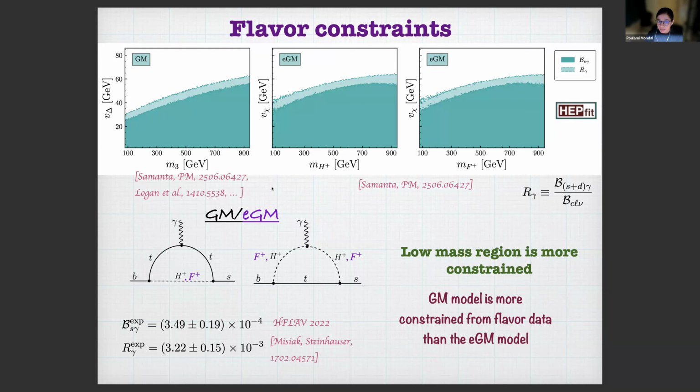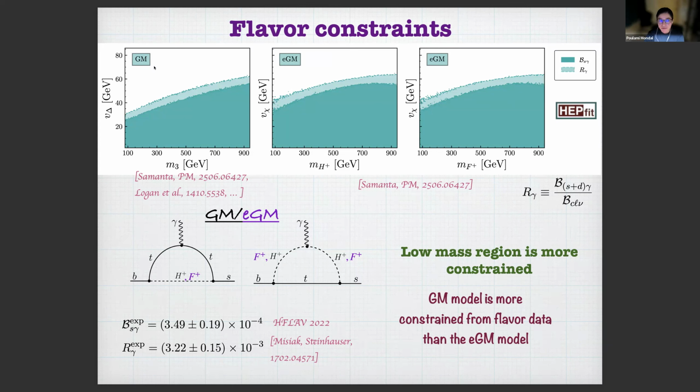So if you calculate this B to S gamma or R gamma for the extended Georgi-Machacek model, you have two singlet scalars coming into the loop, and if you calculate and plot the parameter space, you can see that for the extended Georgi-Machacek model, the flavor constraints are less strong compared to the Georgi-Machacek model. Because if you have two singlet scalars, you have some parameter space to play with. That actually gives you some freedom to open up the parameter space.